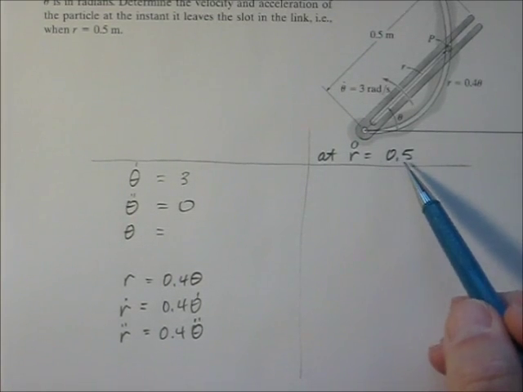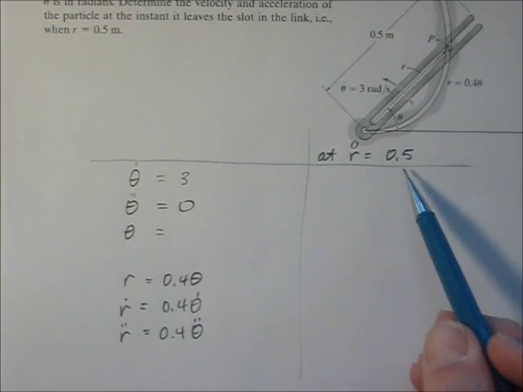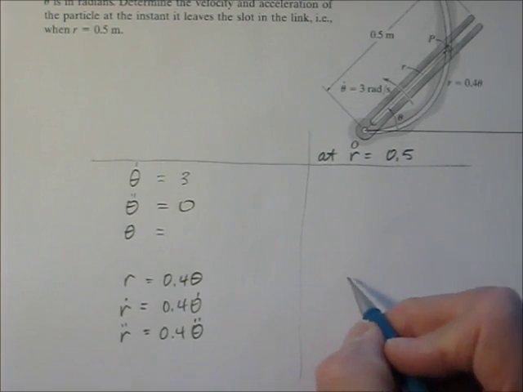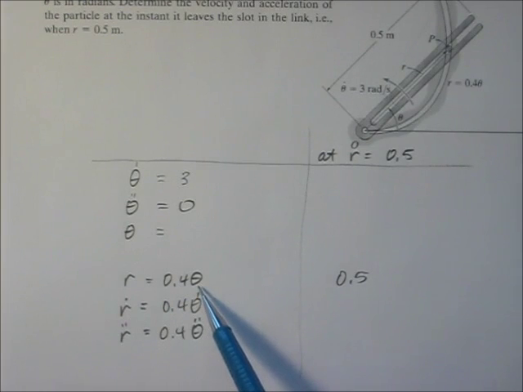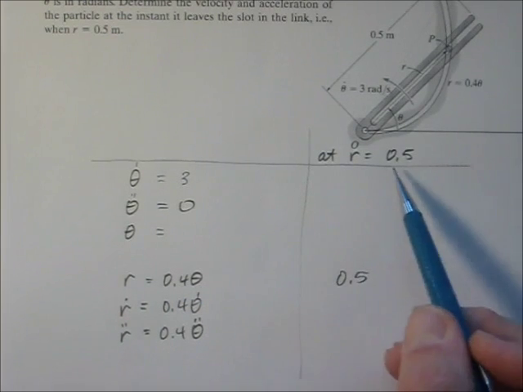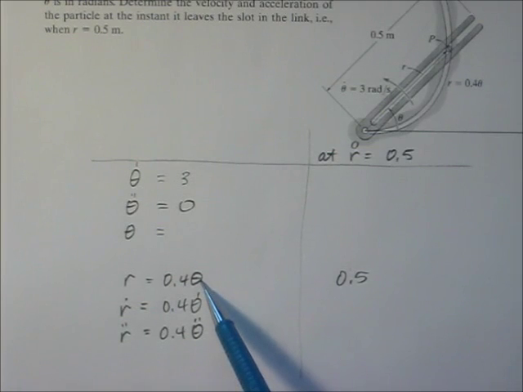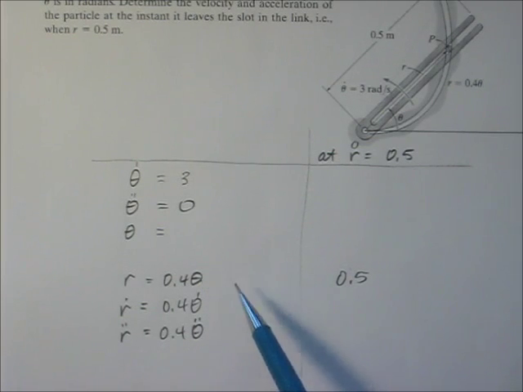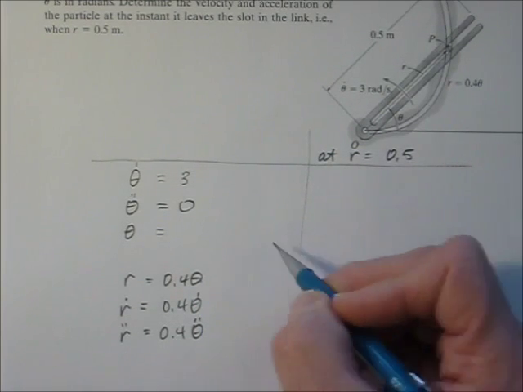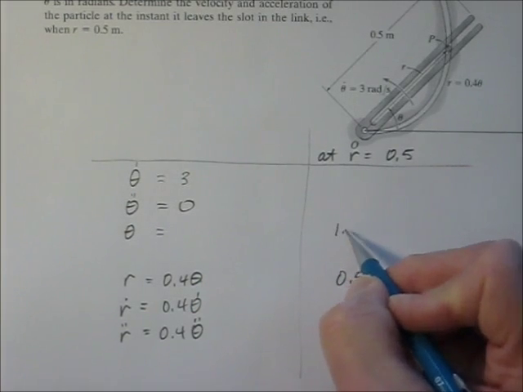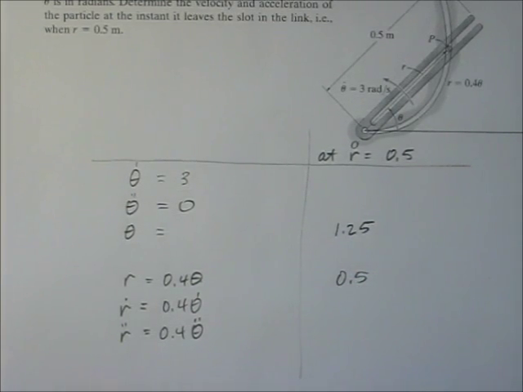We are given, at the end of the problem, r is equal to 0.5. So that's fairly easy. We'll just put 0.5 in there. R dot is given as a function of theta. Well, we still don't know what that theta is, except that we've got a number that we can evaluate theta at by saying r is equal to 0.5. I can solve that for theta. So theta is equal to 0.5 divided by 0.4, which is 1.25 radians right there.